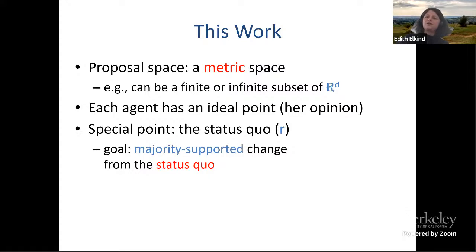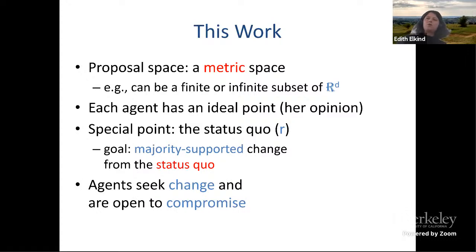Right, so if there is a way to move away from the status quo in a way that would be approved by the majority. Okay, and what we assume about our agents is that their highest priority is to understand if there is any change from the status quo that would be majority supported, and they're very open to compromise, right? Being open to compromise effectively means that they would be happy with building a large coalition around a position that is maybe just slightly better for them than the status quo, rather than having a small coalition closer to the ideal point.